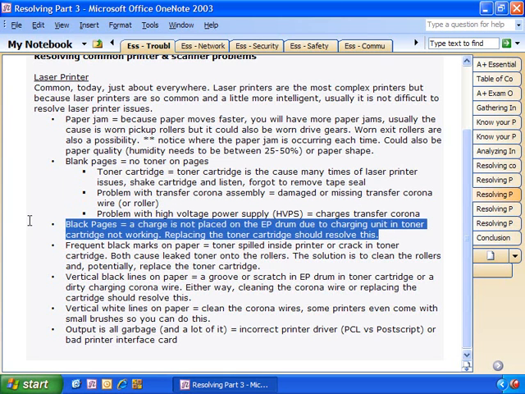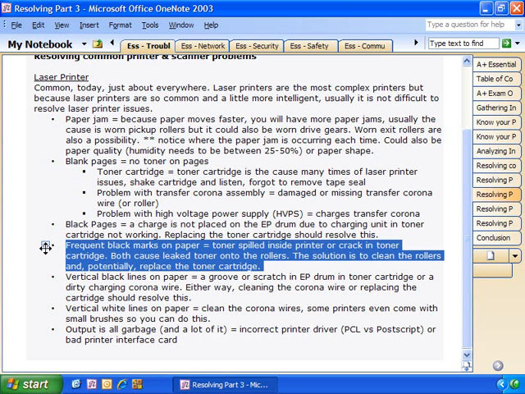All right, the next one is black pages. What causes a black page is there's toner all over the page. In that case, a charge is not being placed on the EP drum due to the charging unit in the toner cartridge not working. Replace the toner cartridge and that problem should be resolved.